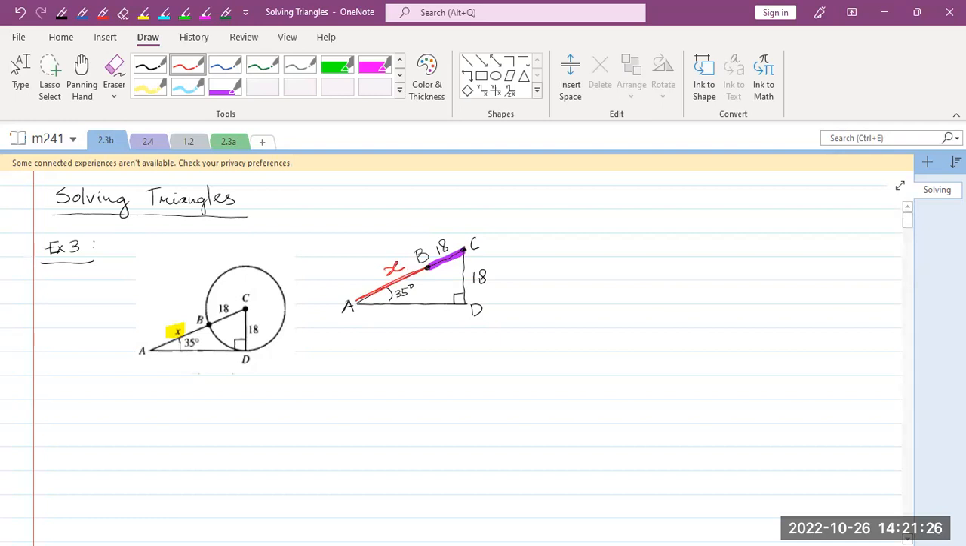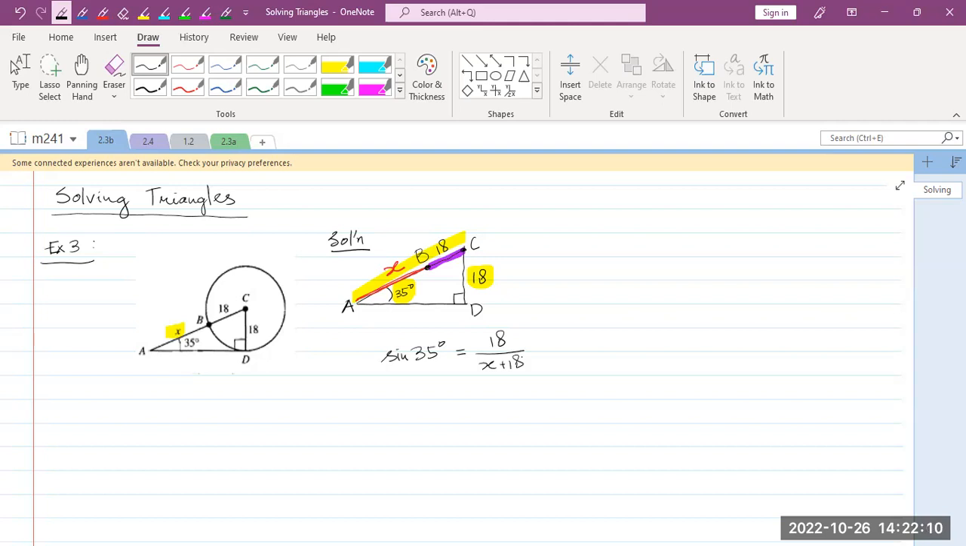Now, what relates this side 18, angle 35, and side AC? What trig function connects those? The answer is the sine function. Sine 35 degrees equals the opposite, 18, over the hypotenuse, x plus 18. Once we solve this, we get our x.